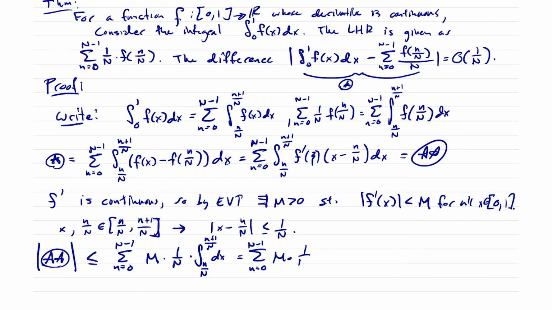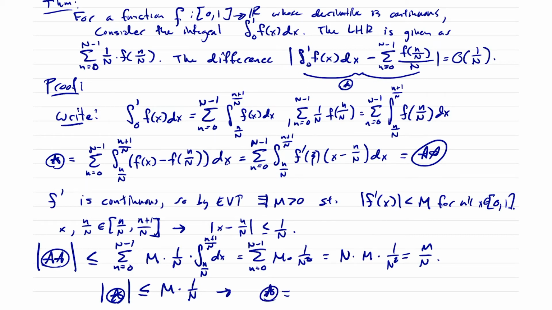M times 1 over n squared. Now if we add all these together, this is just a constant sequence, so that is just going to be n times m times 1 over n squared, and so ultimately we get m over n. Well, that, my friends, is exactly what we were saying. So the difference, star, in absolute value is less than or equal to m times 1 over n, and so that tells us that star, which was this quantity if you remember, is big O of 1 over n.